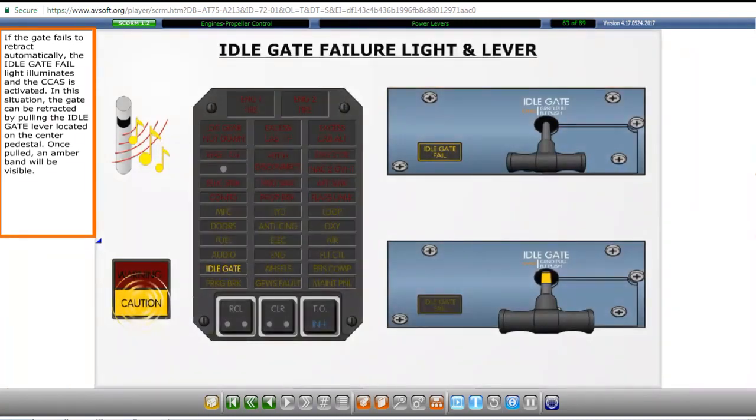If the gate fails to retract automatically, the idle gate fail light illuminates and the CCAS is activated. In this situation, the gate can be retracted by pulling the idle gate lever located on the center pedestal. Once pulled, an amber band will be visible.